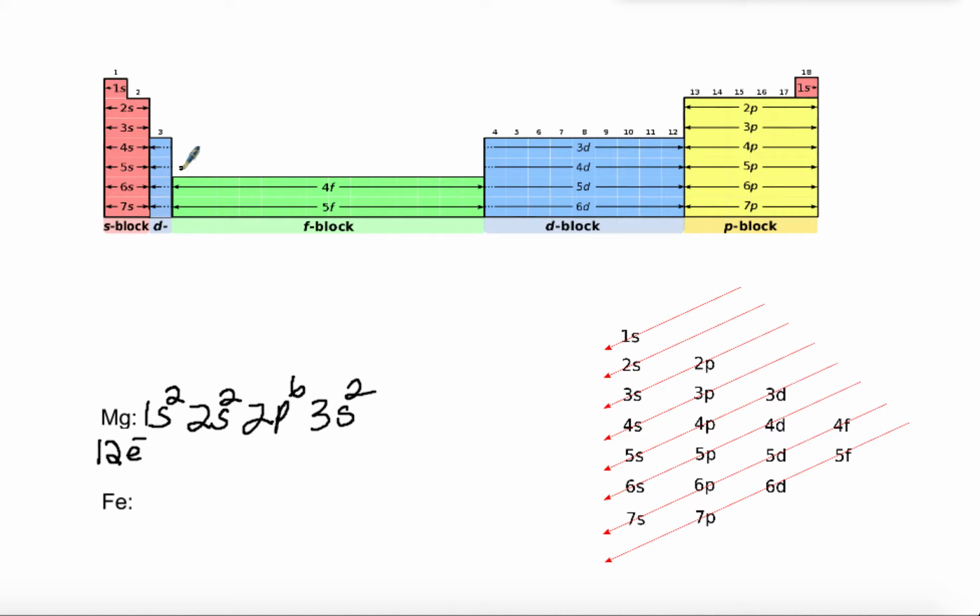Because again, these elements are sorted by their blocks, and we know that each column is associated with a different number of electrons in each one, and each row is associated with a different energy level. Now let's take a look at iron.